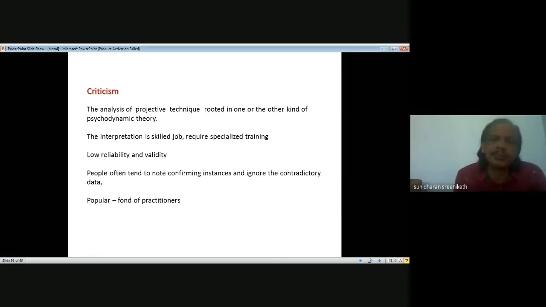Another criticism: it has low reliability and validity. Interpretation has low reliability and validity. What do you mean by reliability and validity of a test? Reliability means consistency in the score.